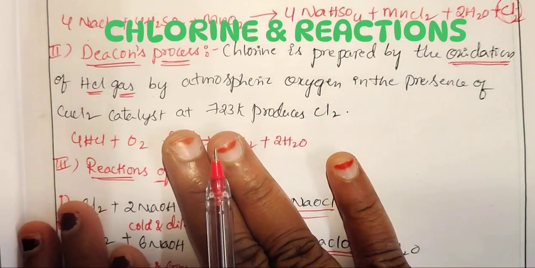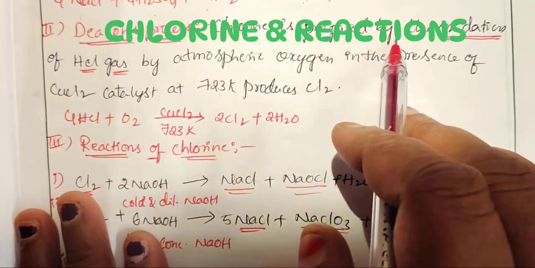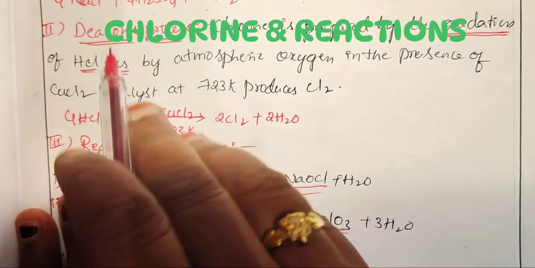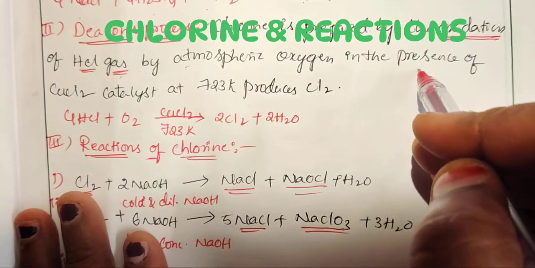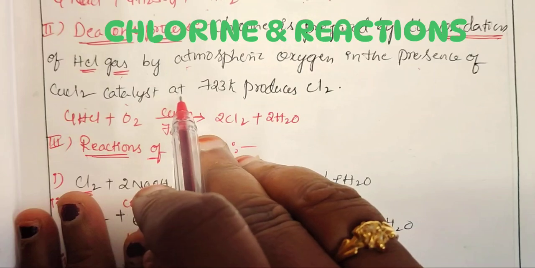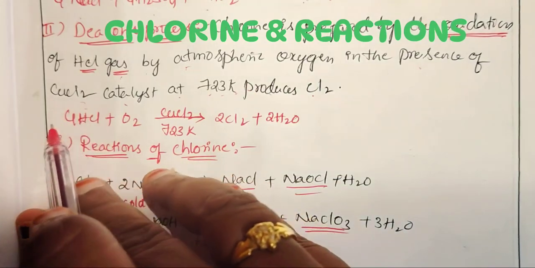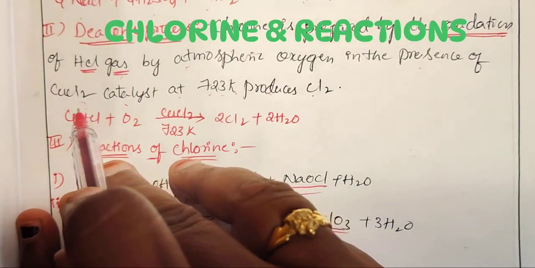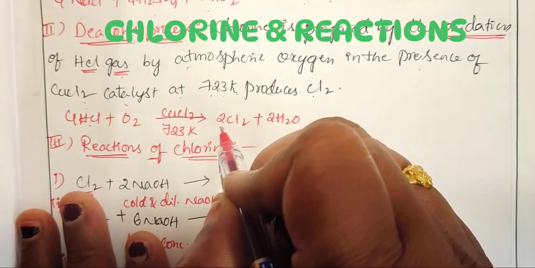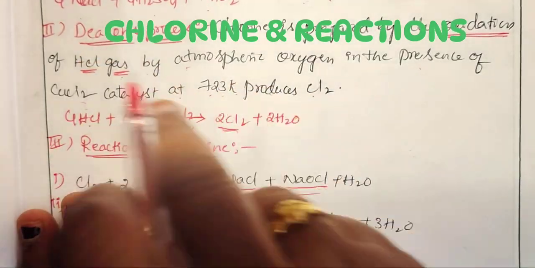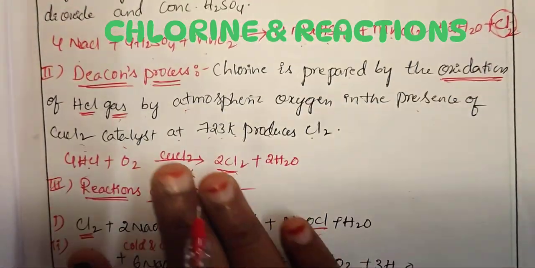Next, from Deacon's process, how do we prepare chlorine? In Deacon's process, chlorine is prepared by the oxidation of HCl gas. We have to oxidise HCl gas by atmospheric oxygen in the presence of CuCl2 catalyst at 723 Kelvin, which produces chlorine. So we take the HCl gas and oxidise it, and under this condition we get our chlorine. So this is the preparation of chlorine from Deacon's process.